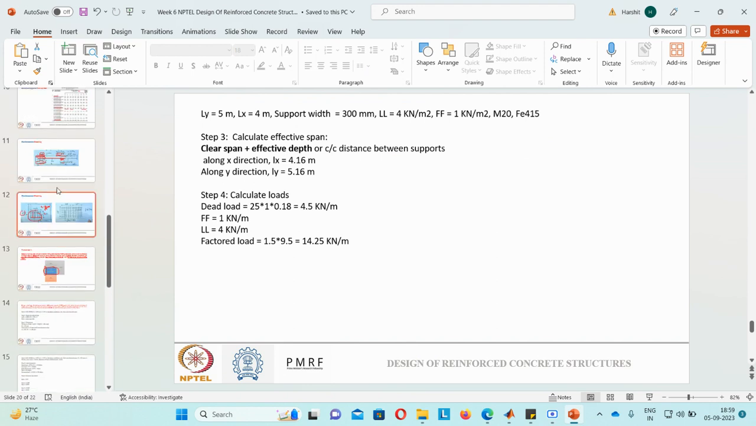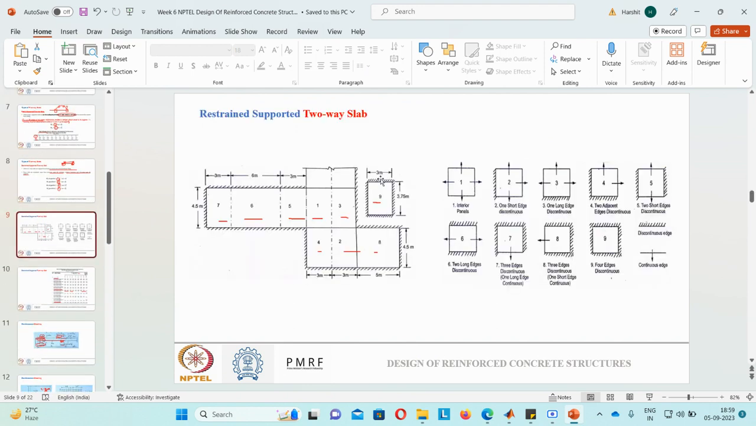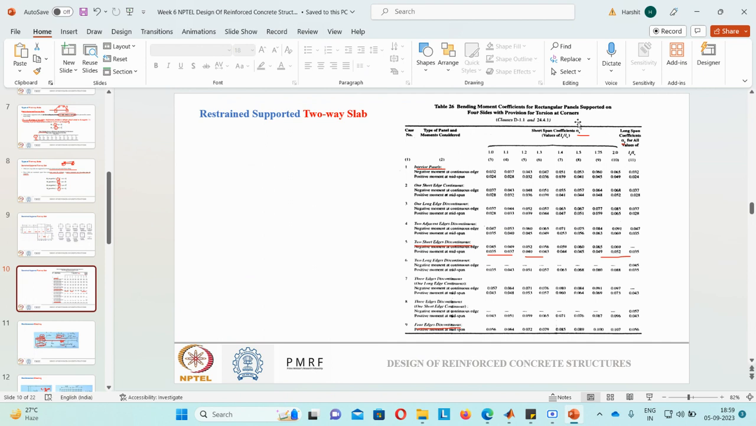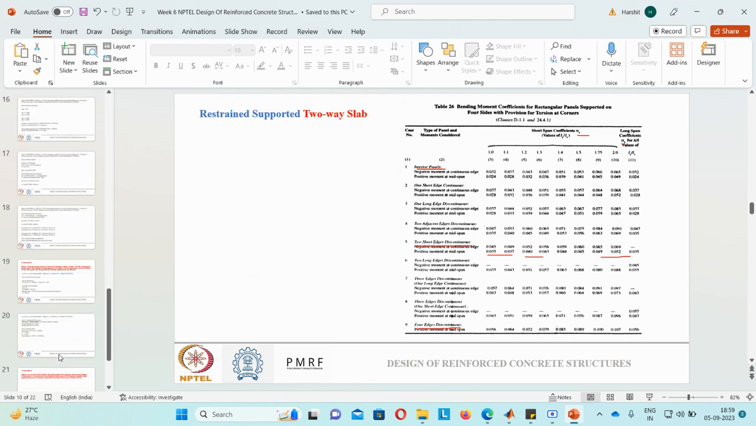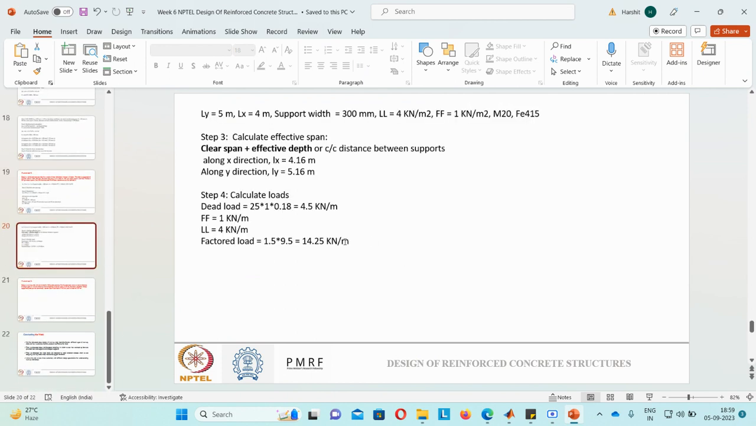So this means that we belong to case 9. All the four edges are held down, all the four edges are simply supported, so we need to go for case 9. Now for case 9, how do we get the alpha x and alpha y values? We can calculate our Ly by Lx ratio now, and based on that we can calculate alpha x and alpha y. So how do we do that?